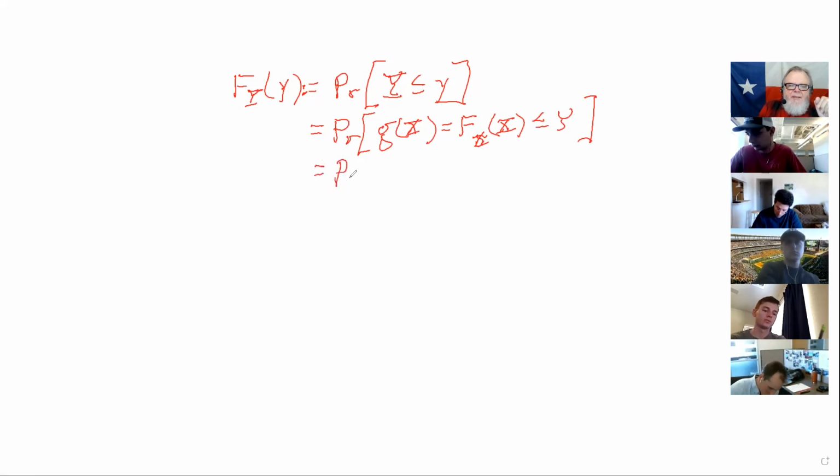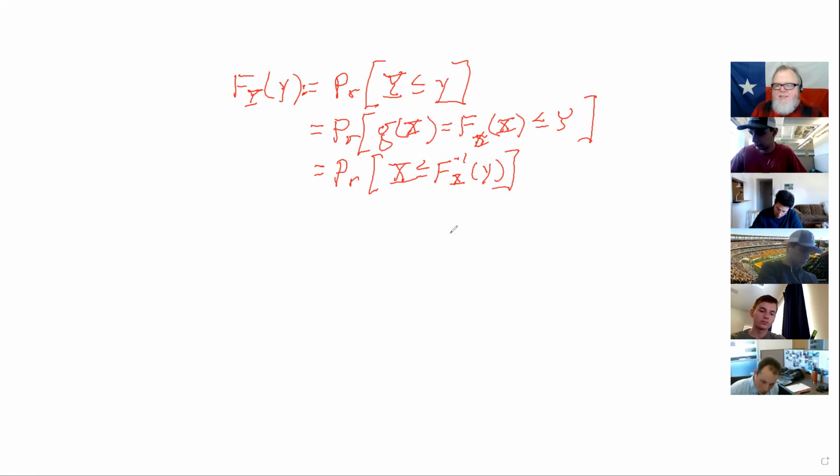So this is the probability that capital X is less than or equal to f sub x inverse of y. And hopefully with this plethora of hints that I've given you, you'll be able to work this out. Let me go one more step. This is f sub x evaluated at f sub x inverse of y. Isn't that right?